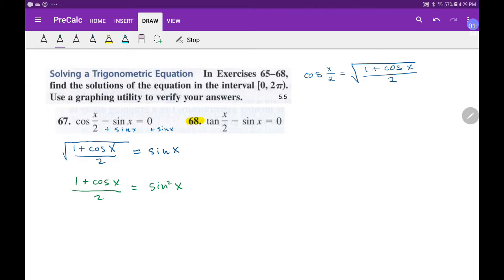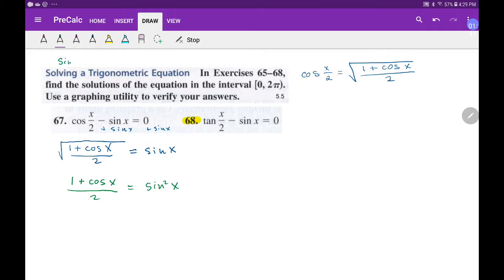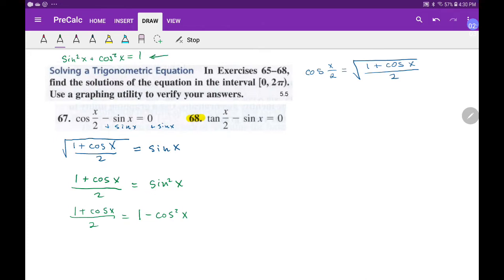Now here's the thing. I don't want sine and cosine, so I fall back on my good old favorite, sine squared x plus cosine squared x. I shouldn't even have to mention this, right? We just know this. So I have 1 plus cosine x over 2 is equal to 1 minus cosine squared x, because I don't want sine, I want cosine, and if I solve for sine in the Pythagorean identity, then I get this.